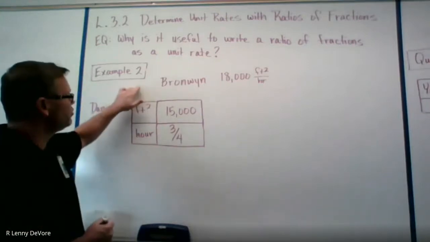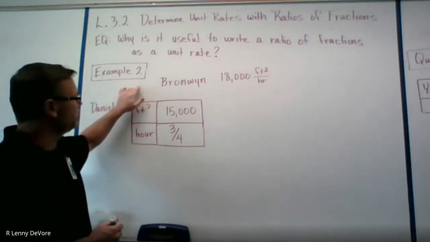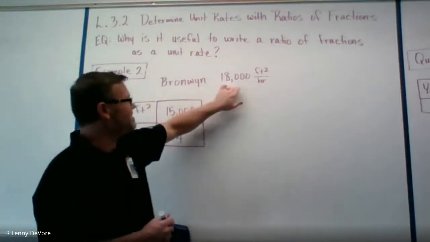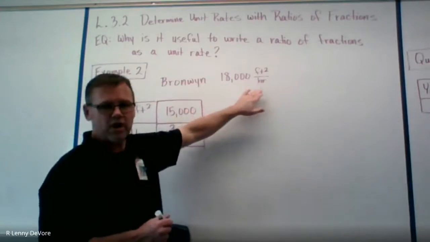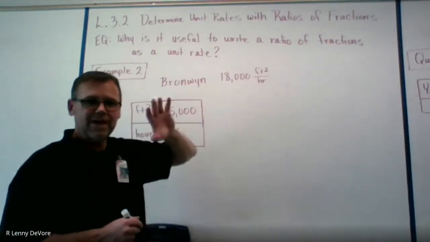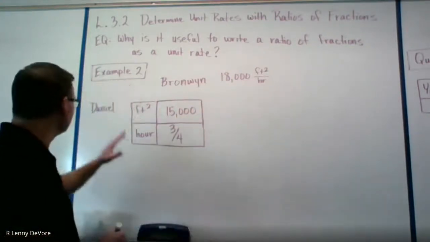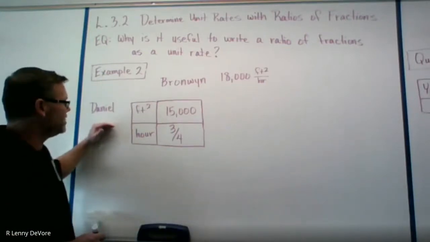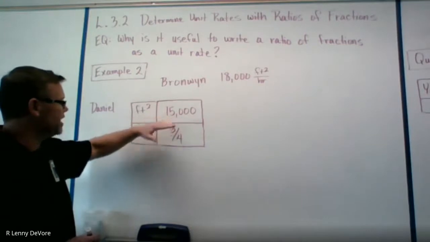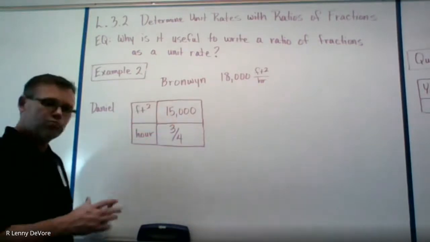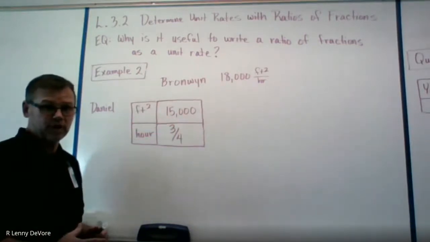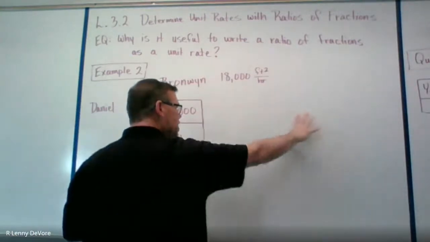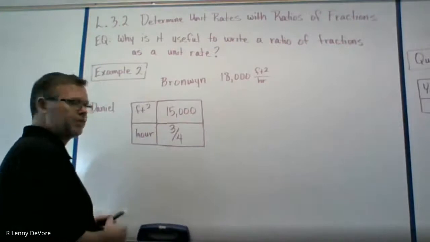So first, example 2. In the first part of example 2, they said Brownwind could mow the lawn at 18,000 feet squared an hour. Then in the next part of example 2, they said Daniel's brother also goes through and mows lawns, and that he could do 15,000 in 3/4 of an hour, but which one is quicker? Okay, so I'm going to show you how to go through and use this as a ratio table out here and be able to figure these out.